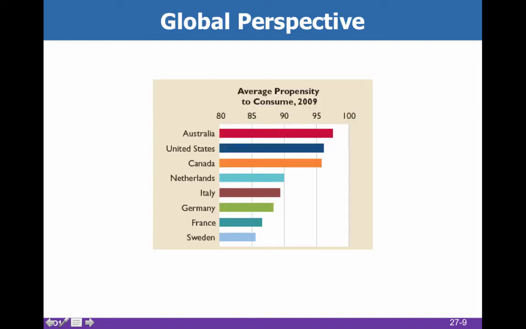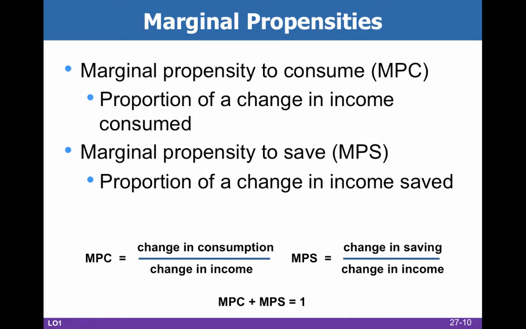So you can see different countries consume at different rates. The United States obviously consumes very high, and then there are other nations that consume much lower. Asian nations, which aren't on here, tend to consume even lower still. So the marginal propensity to consume is the proportion of a change in income consumed. So when we make an additional dollar, how much of that additional dollar do we spend? When we make an additional dollar, how much of that additional dollar do we save? Again, MPC plus MPS has to equal 1.